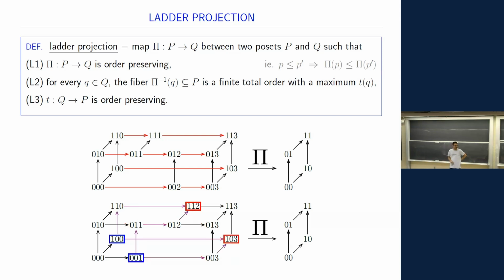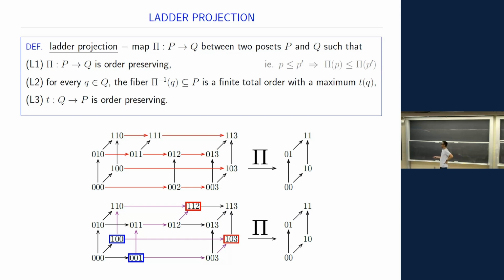The top one is a lattice and the bottom one is not. In the bottom picture, these two blue elements have no join and these two red elements have no meet. Now I want to explain what I want to do.